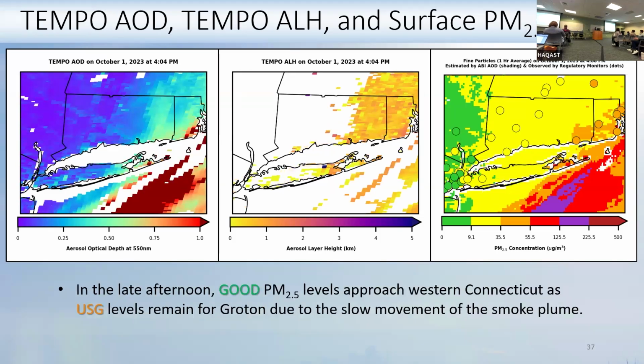And then looking at a few hours later, 4 p.m., those very high AOD levels are now offshore, but still impacting southern New England. We still have those pollutants close to the ground, and we still have the USG levels for Rhode Island and our Groton monitor. And we also can see the good levels creeping in from New York and New Jersey at this hour.